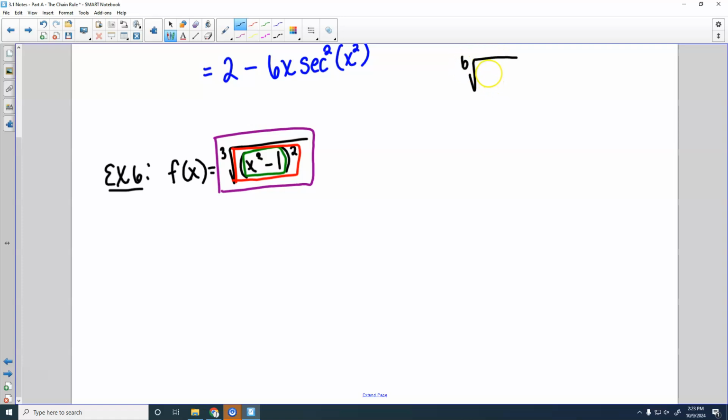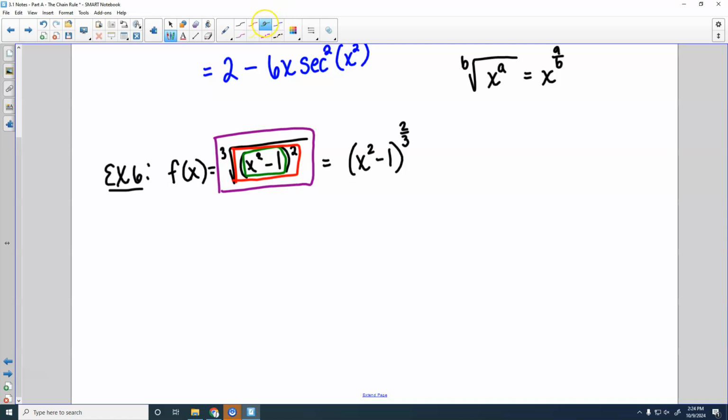But there is a way around it, because if I have the b root of x to the a power, how can I rewrite that? X to the a over b. So what I could do here is rewrite this as x squared minus 1 to the 2/3 power. And if I do that, I will avoid having to do the triple chain rule, because triple chain rules are not easy. Possible, but not easy. Plus, a lot of times if you do that, getting it to simplify to what they actually have as the answer is also difficult.